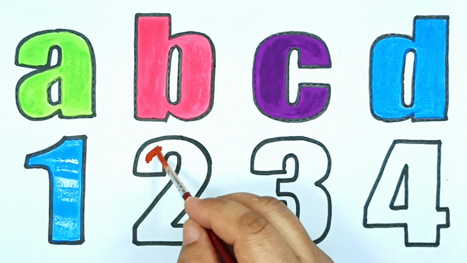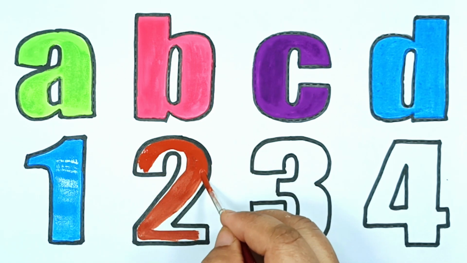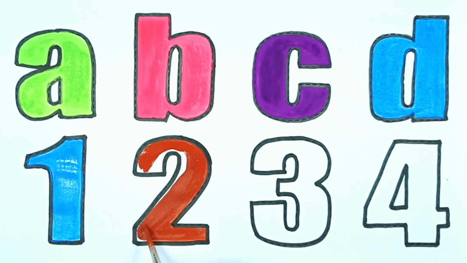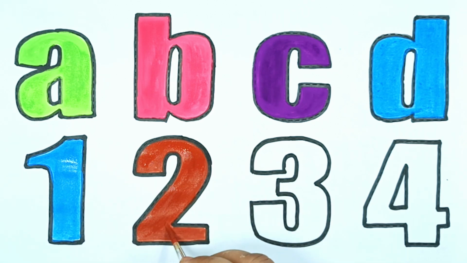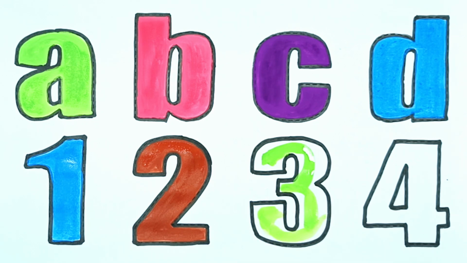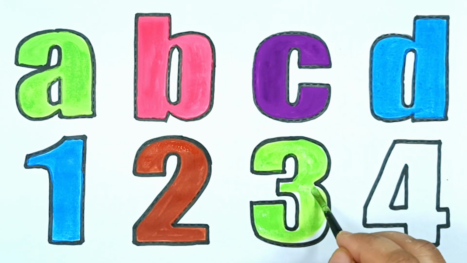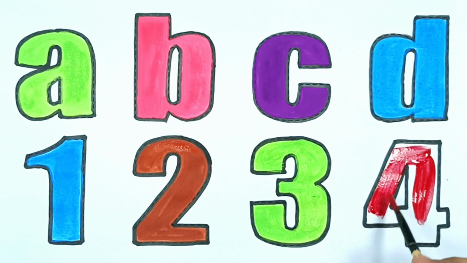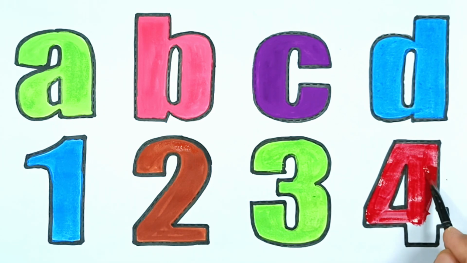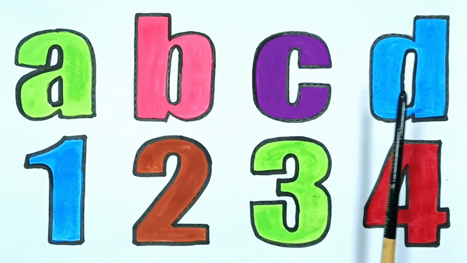One baby arrives. Two tiny hands hold. Three sweet kisses given. 4 cozy blankets wrap. A, B, C, D.